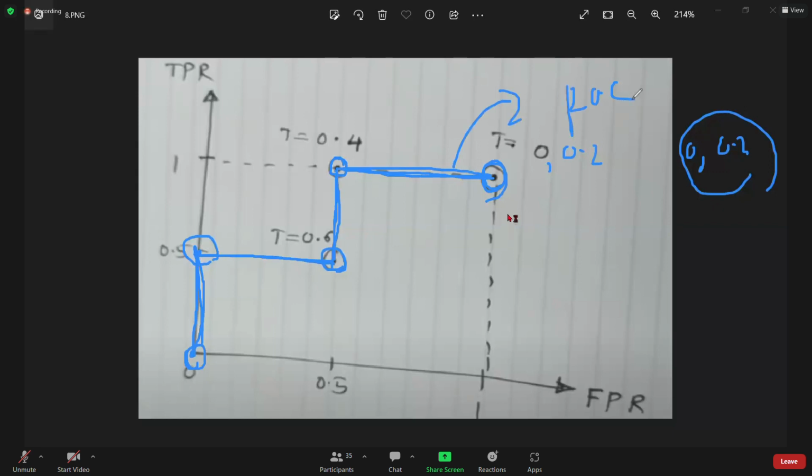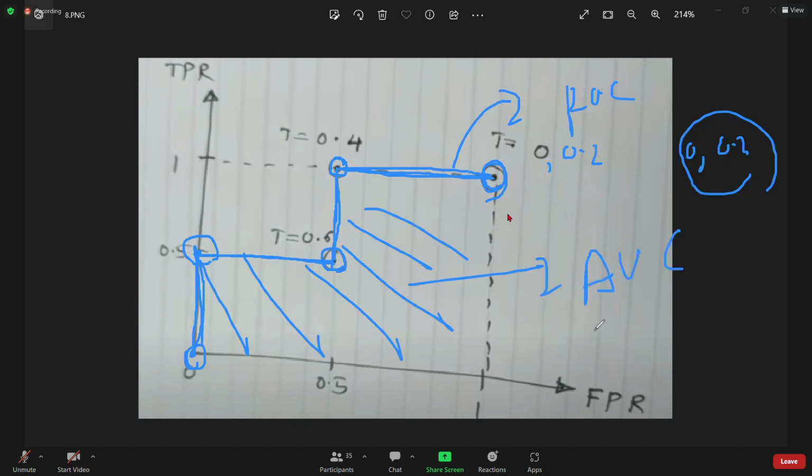This line is called ROC. Whatever the area we have here, this is called AUC. Do you understand? We have packages to do this, but the reason I want you to understand the math behind the graph is so that you understand it.